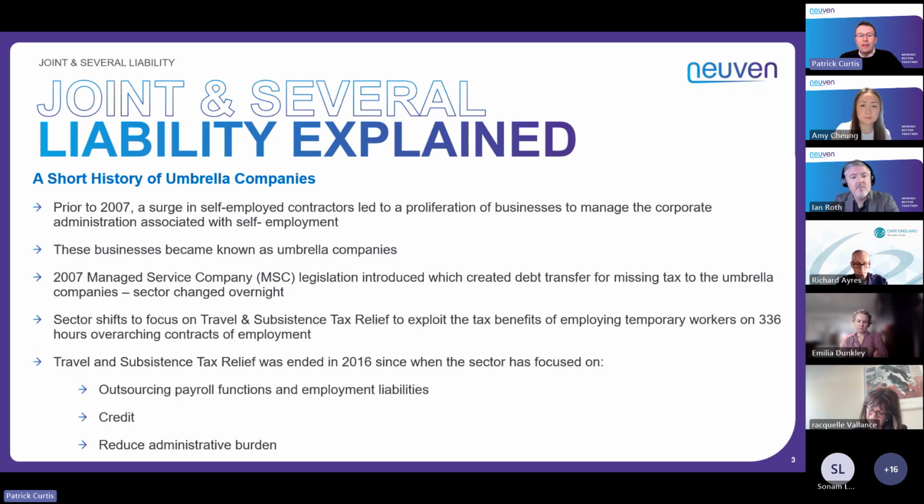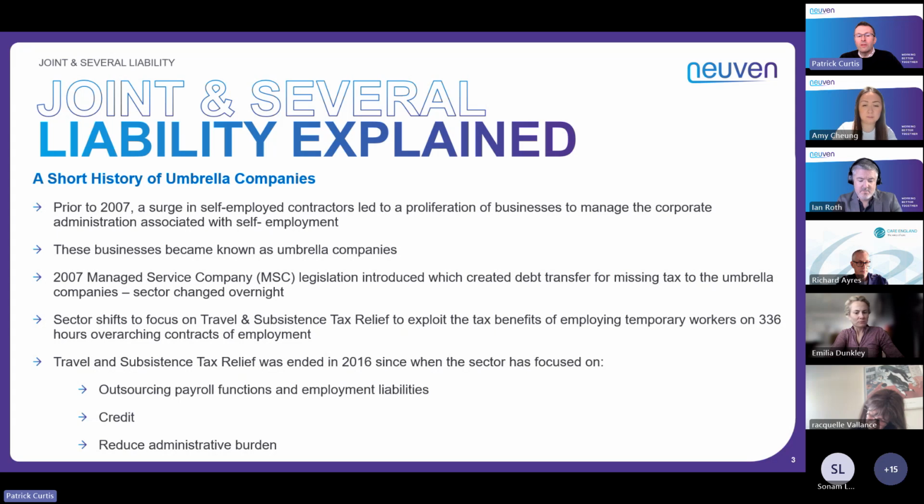But in fact, the umbrella companies shifted their focus onto a tax relief that you may recall, which was travel and subsistence tax relief. They moved on to employing temporary labour on 3 to 6 hour overarching contracts of employment to take advantage of this tax relief. That was all well and good until 2016, when again HMRC became concerned that its tax losses were too great, and it ended travel and subsistence tax relief.